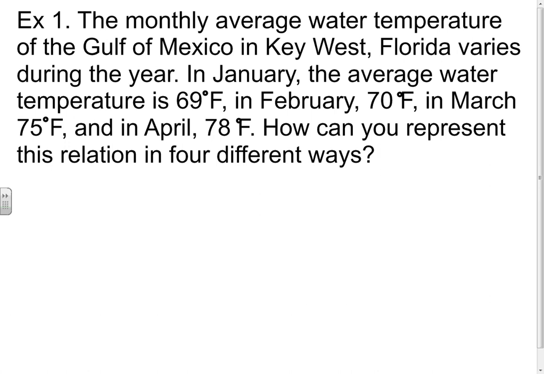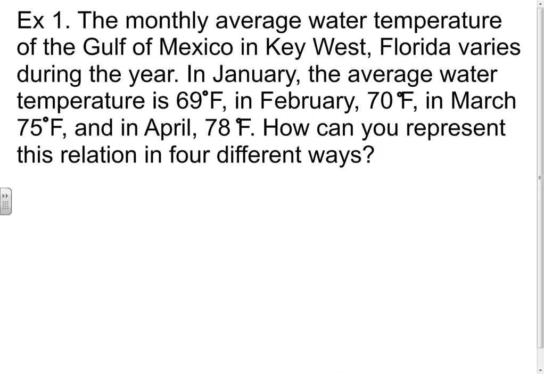Number 1, the monthly average water temperature of the Gulf of Mexico in Key West, Florida, varies during the year. In January, the average water temperature is 69 degrees Fahrenheit. In February, 70 degrees Fahrenheit. In March, 75 degrees Fahrenheit. And in April, 78 degrees Fahrenheit. How can you represent this relation in 4 different ways?